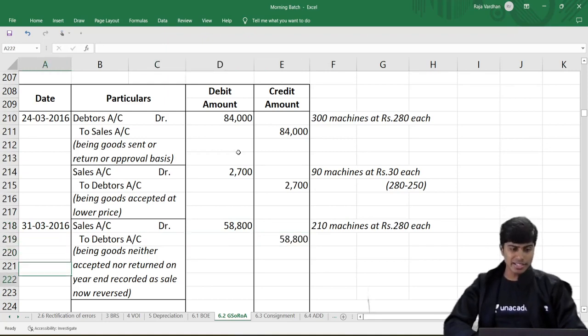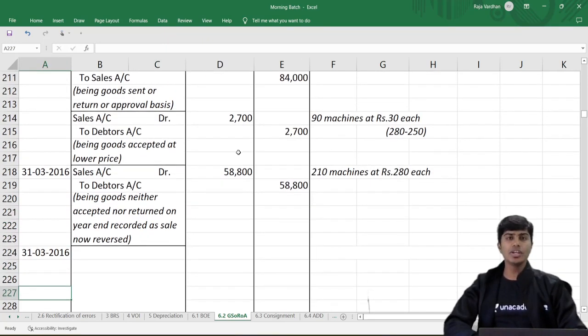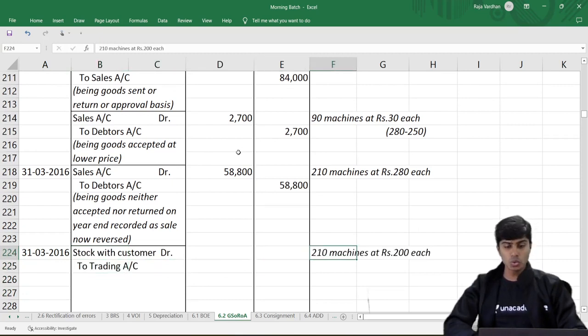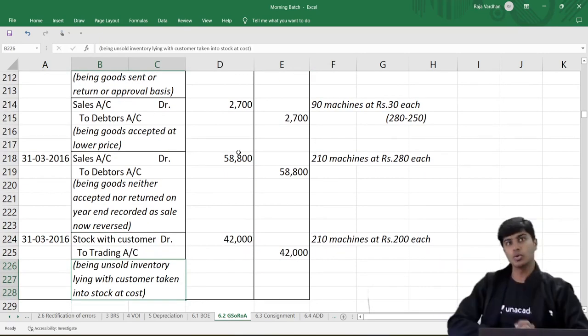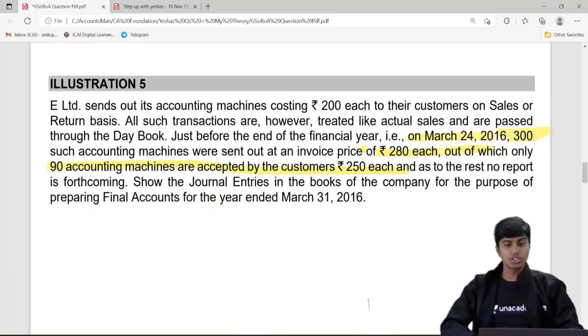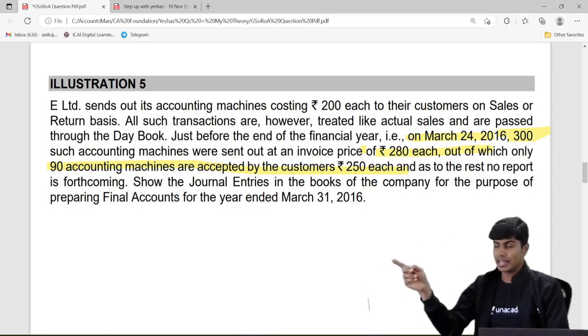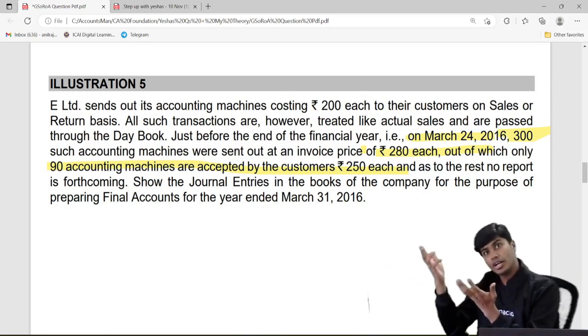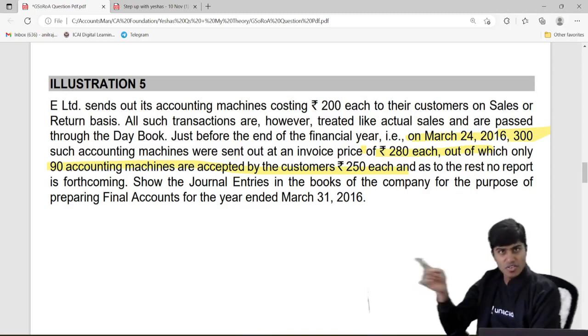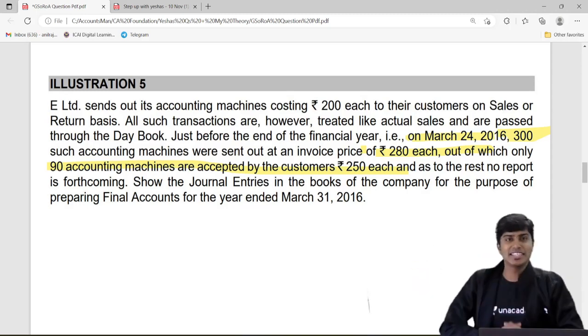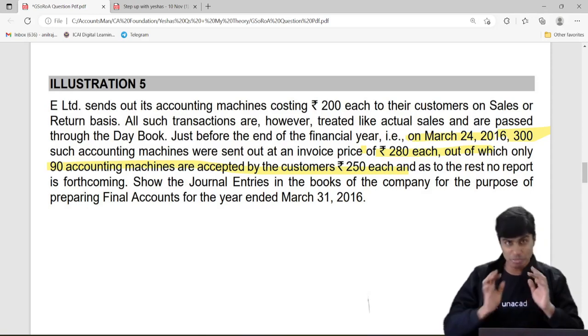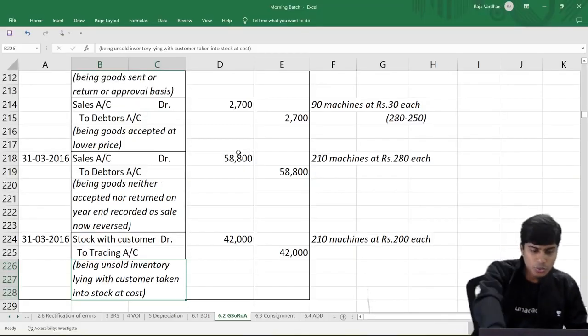Following this, on the year end, the next entry would be including such inventory into my stock, which is stock with customer account debit to trading account. This is 210 machines into 200 each, which is 42,000. Stock lying with customer included in inventory. And in this question, we have no information about any stock that is lying with the customer unaccepted being either accepted or returned in the next year. If they had given, we would have written an entry for the same. That said, guys, this is the solution to illustration number 5.